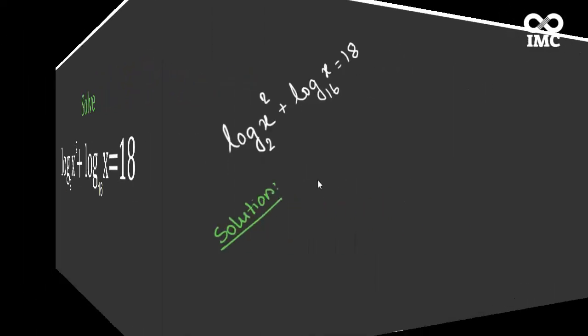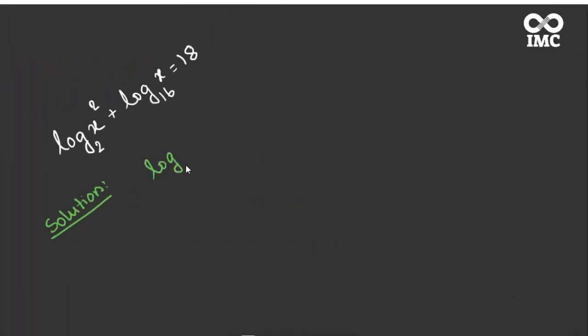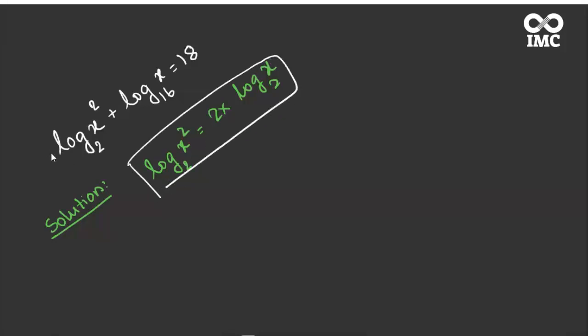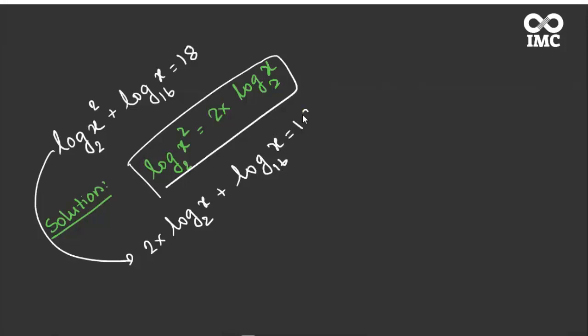Let's solve. Here log base 2 of x squared can be written as 2 multiplied by log base 2 of x. Here we are using the log power rule on the first term. So after using this, the equation will become 2 multiplied by log base 2 of x plus log base 16 of x equals 18.